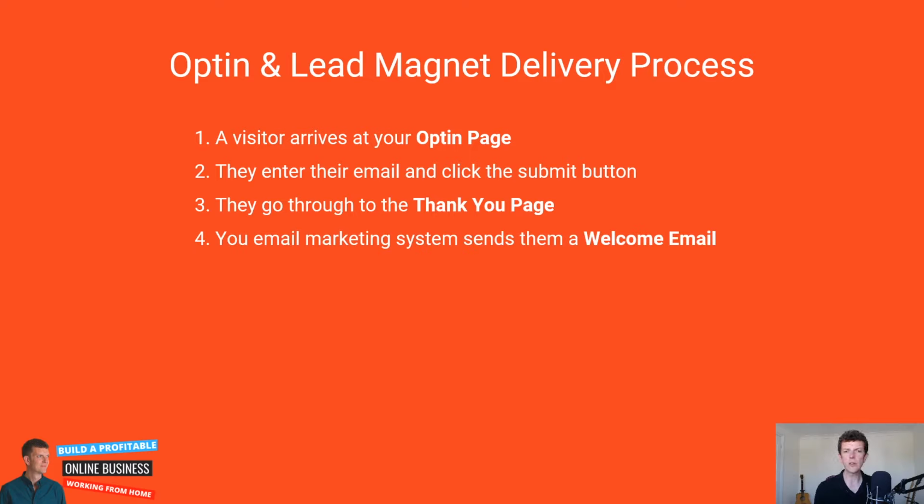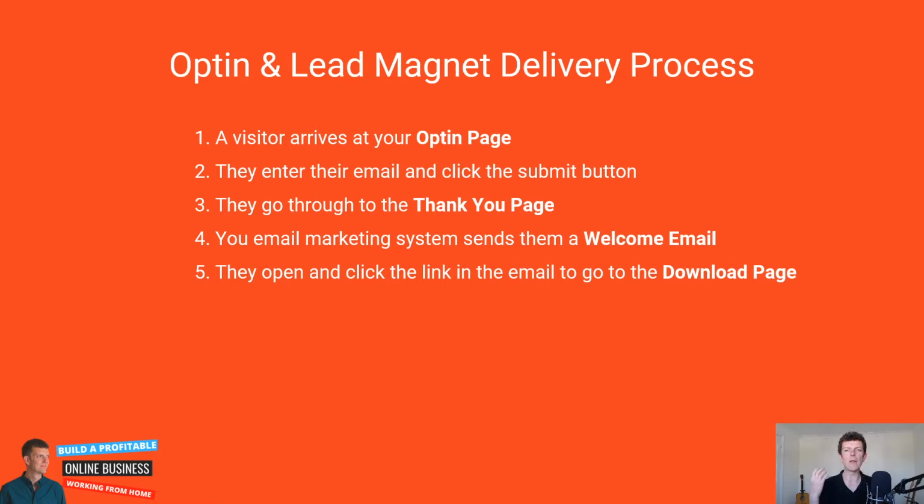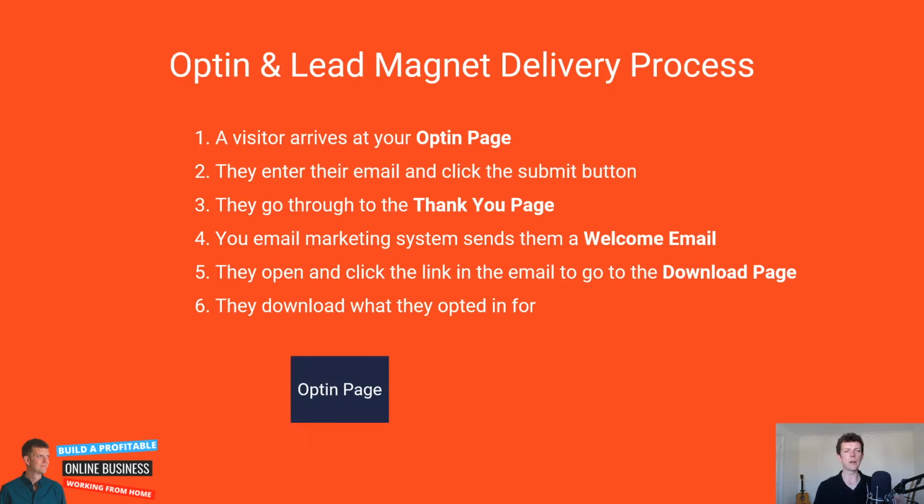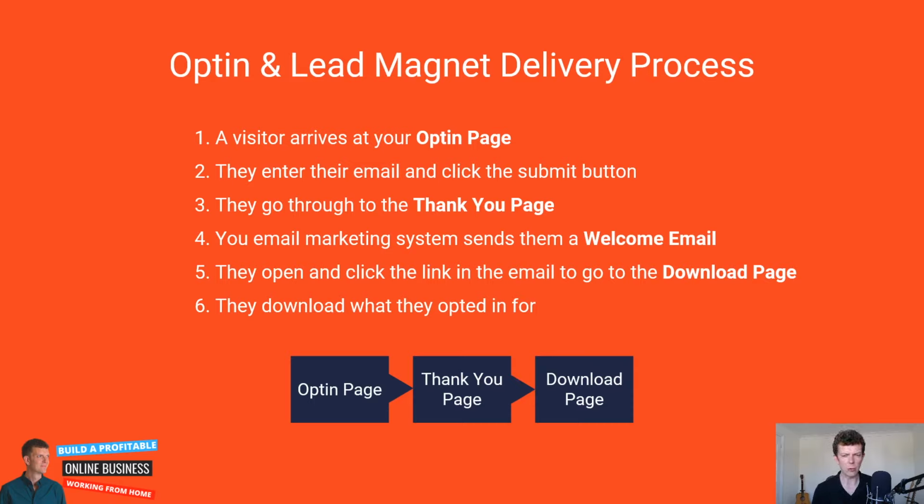Your email marketing system sends them a welcome email. So it's subject line, congratulations, here's your download. They open and click the link in the email and they go to the download page. And then they download what they opted in for. So the sequence is this. They arrive at the opt-in page. They go through to the thank you page, and then they go through to the download page.